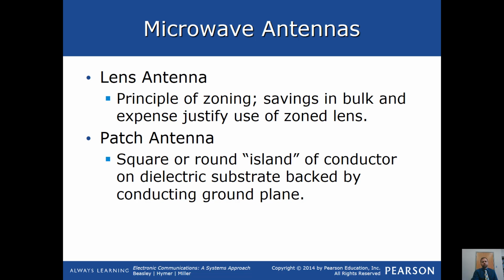So those are some other microwave antennas you might come across: the lens antenna and the patch antenna. A lens antenna uses the principle of zoning. Savings in bulk and expense justify use of zoned lenses. And a patch antenna is a square or round island of conductor on a dielectric substrate backed by the conducting ground plane.